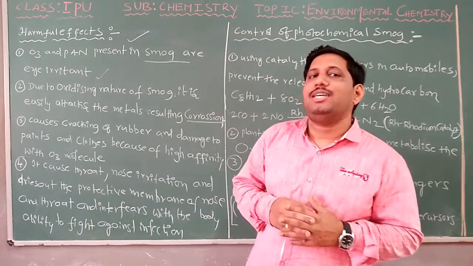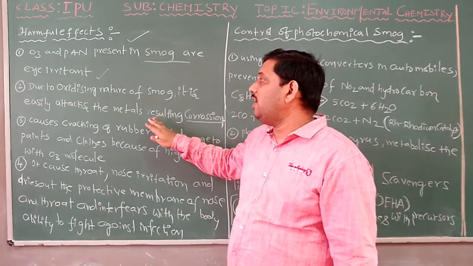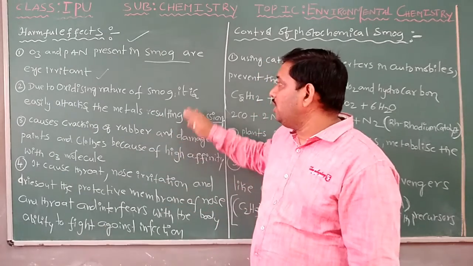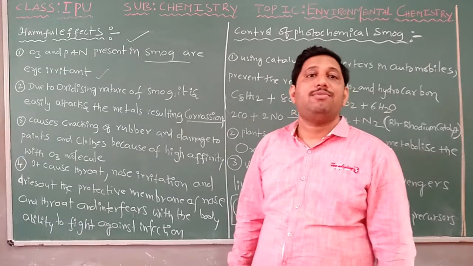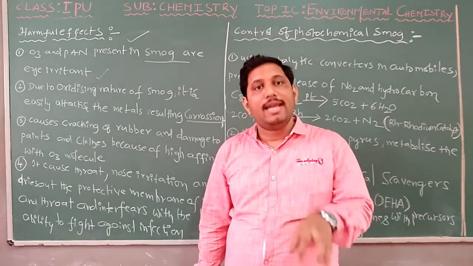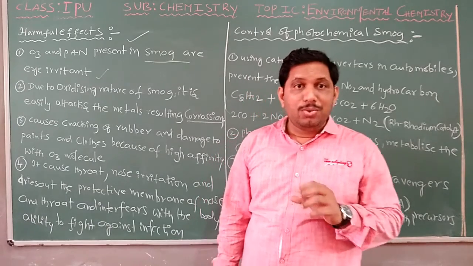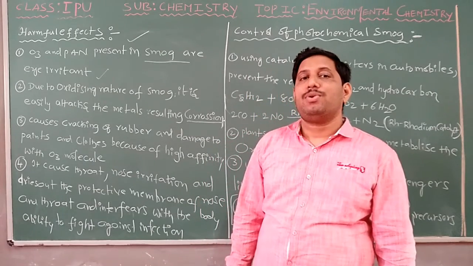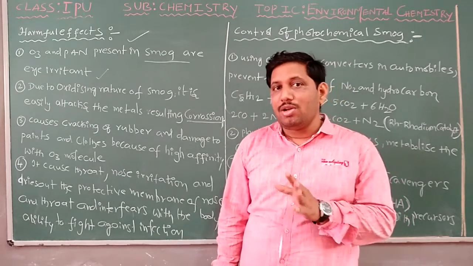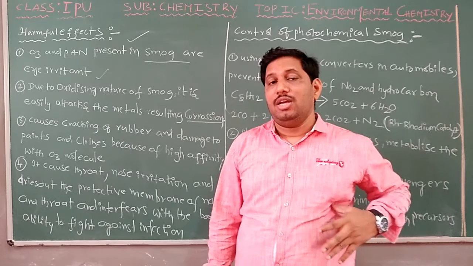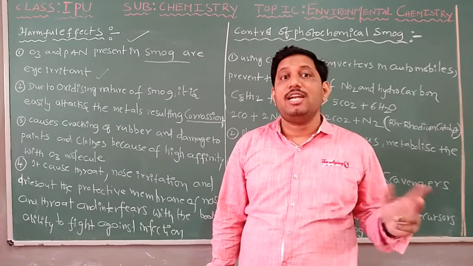Due to this oxidizing nature of photochemical smog, the metals easily undergo corrosion. That is, it easily attacks the metal, resulting in corrosion. Classical smog cannot oxidize the metals. Classical smog cannot corrode the metals. Why? Because that is reducing in nature.